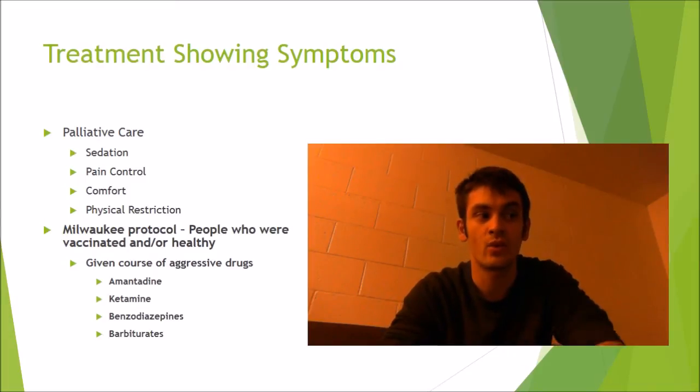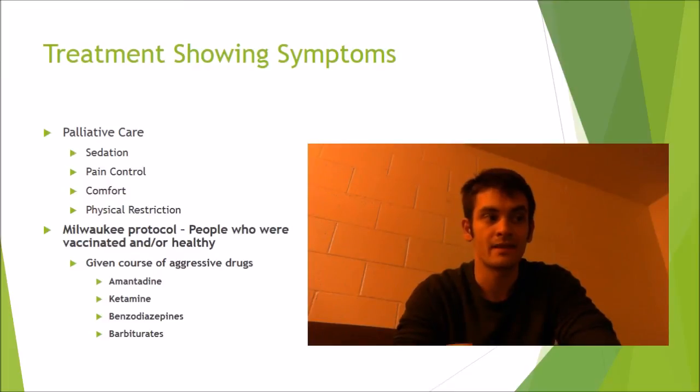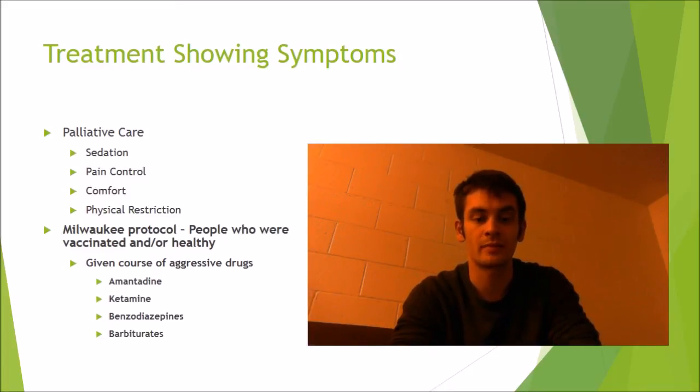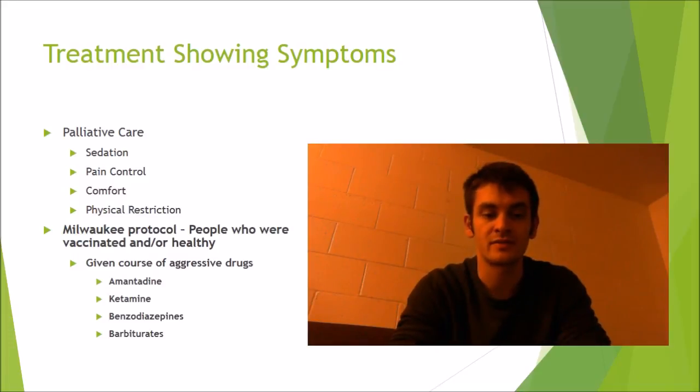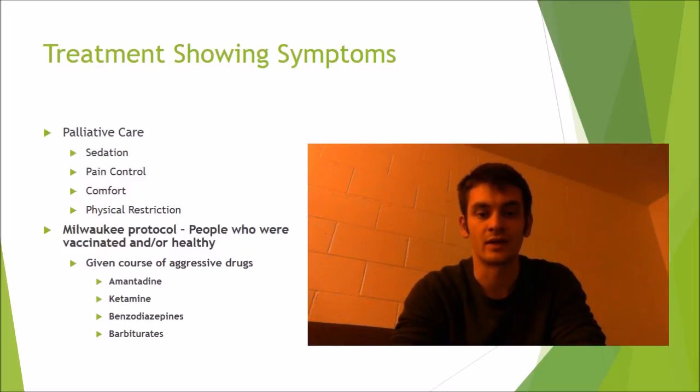There is a Milwaukee protocol where there is a chance that the person will live as long as they were previously vaccinated at some point or they are healthy. Given a course of aggressive drugs, these drugs include amantadine, ketamine, benzodiazepines, and barbiturates. These will help the person slow the progress of the rabies virus so that their body can have time to create the antibodies necessary to overcome the virus.